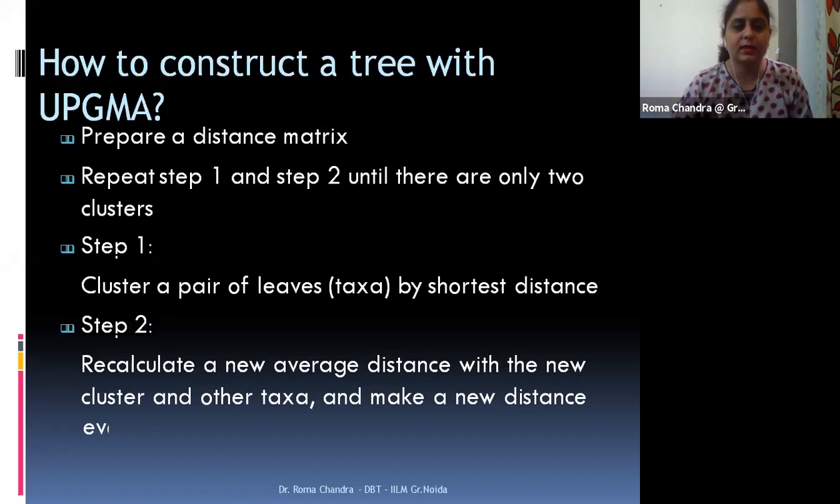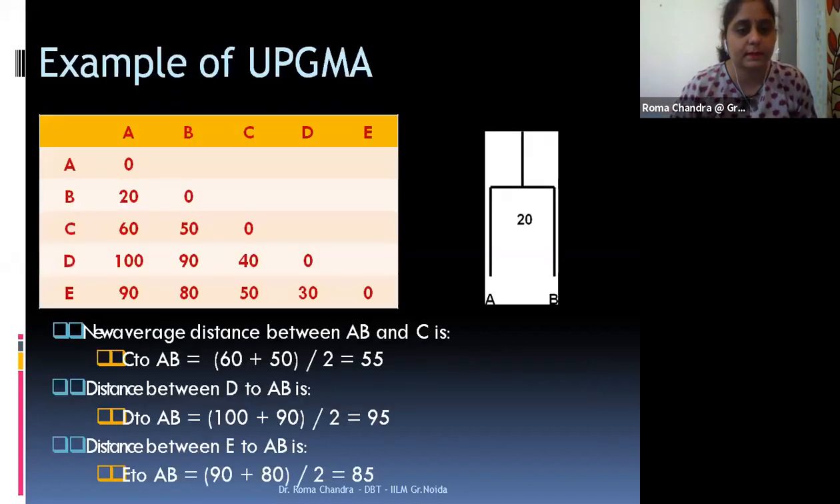The same process is done until we get the clusters. Step one is where we prepare pairs of leaves by using the shortest distance, and we will get certain clusters, and then we need to recalculate the new average distance. So how to calculate this distance, and what about the distance matrix? We'll see in our slides.